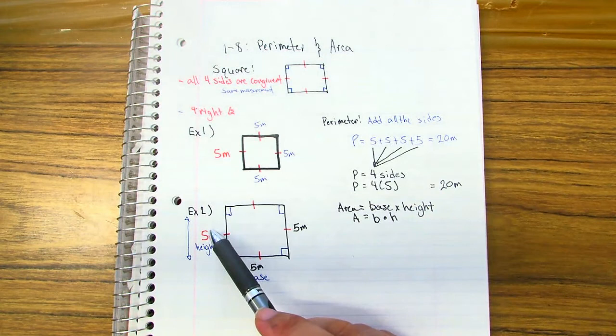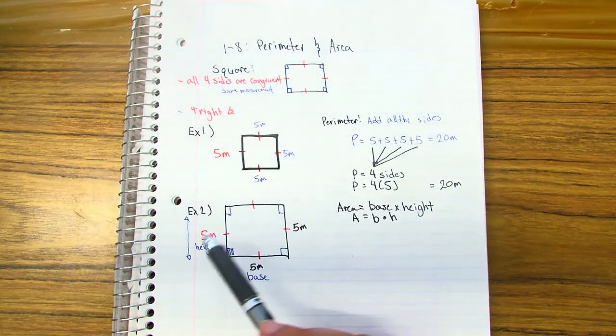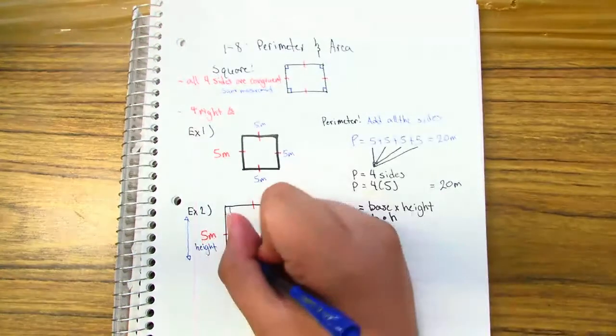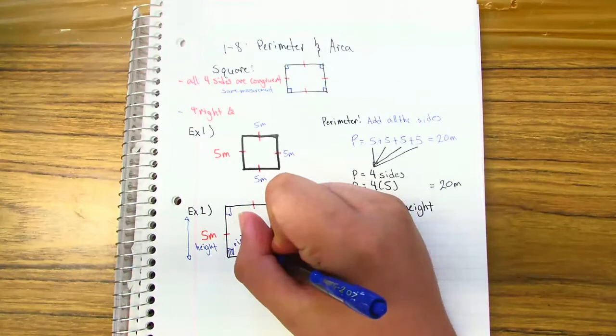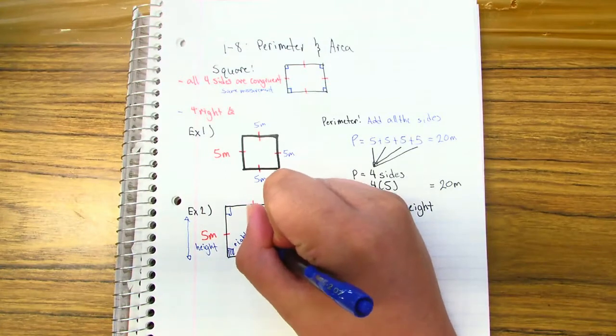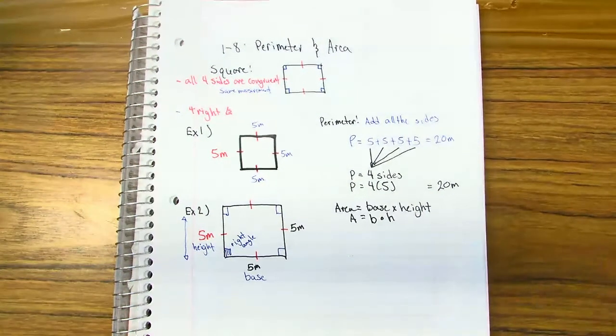You're going to have the base, which is 5 feet, and the height, which is 5 feet. How do you know that that is your base and your height? Because they're connected through the right angle. And it'll make sense later on.